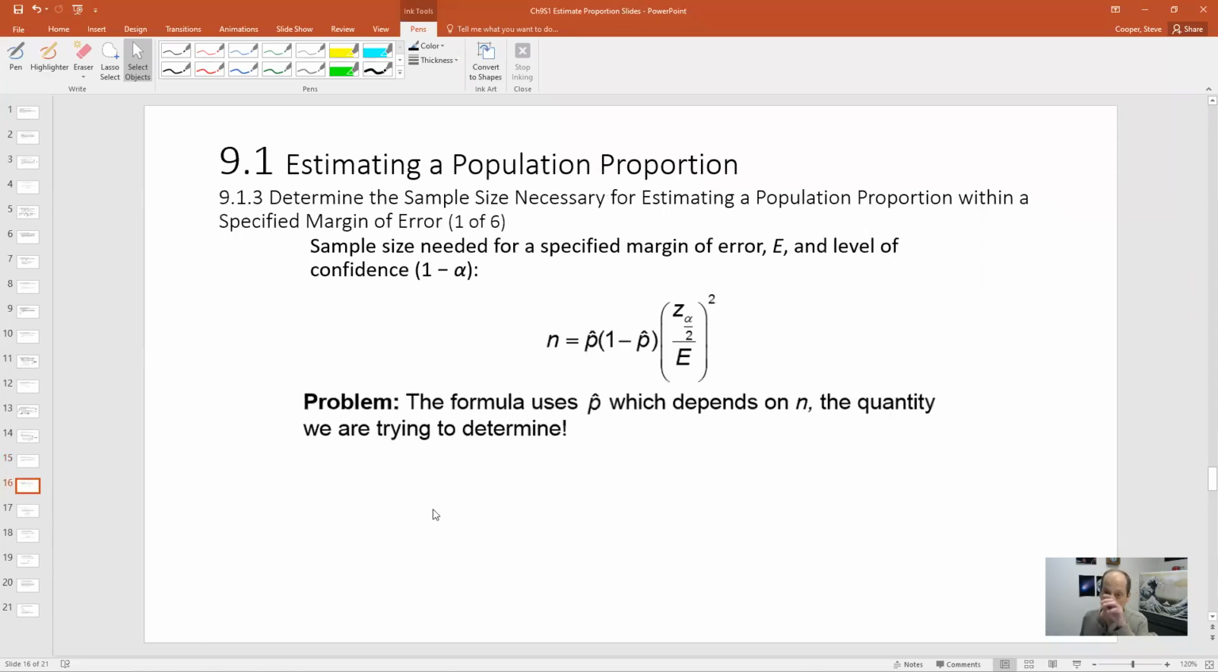Okay, another thing we can do, and this is pretty useful, is that we may want to figure out how large of a sample we need to obtain a specified margin of error. If you want to be within some margin of error, how large of a sample do you need? And this is our formula for that. So we're just going to take p hat times 1 minus p hat and then multiply that by Z alpha over 2 divided by the margin of error that we want, quantity squared.